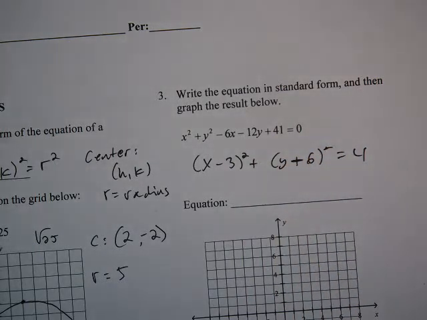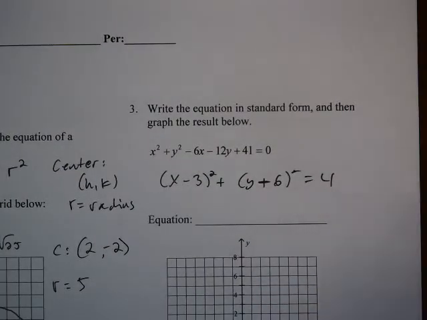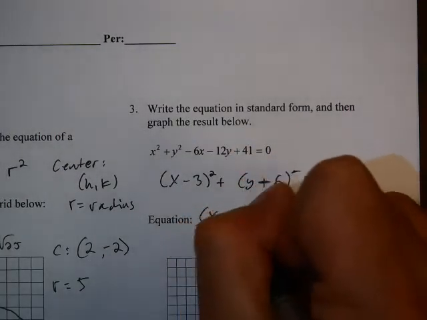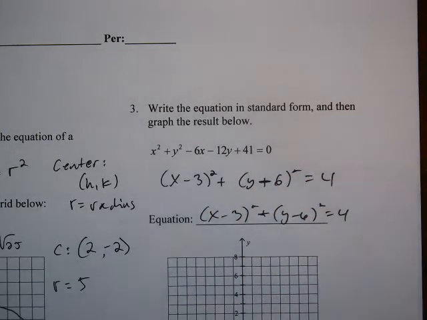And you should have room on the test to be able to show all that work. I just didn't have a ton of room here. Oh, I should have written it down here. X minus 3 squared plus y minus 6 squared equals 4.